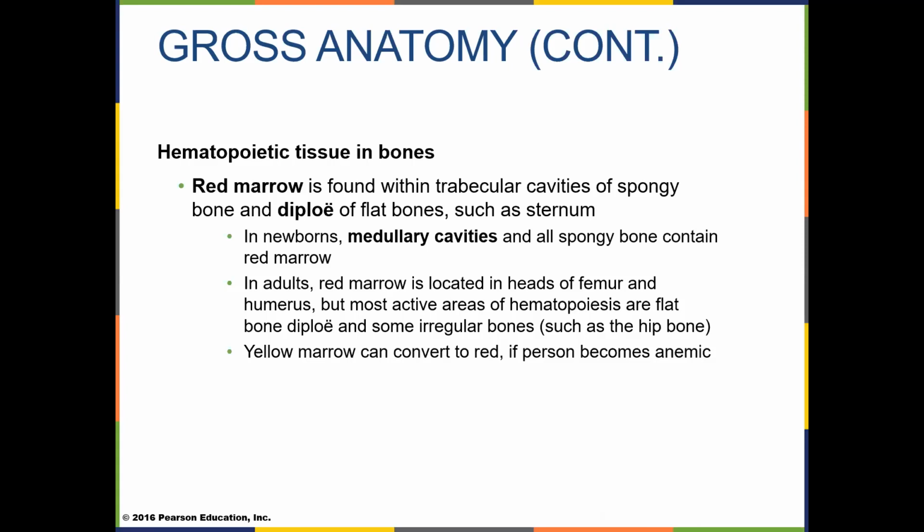This is where we see hematopoiesis, blood cell production taking place. And as adults, this is about the only place we have left where we produce blood cells. When we were children, all the bone marrow was red marrow. Now it's just mostly confined to these few places.